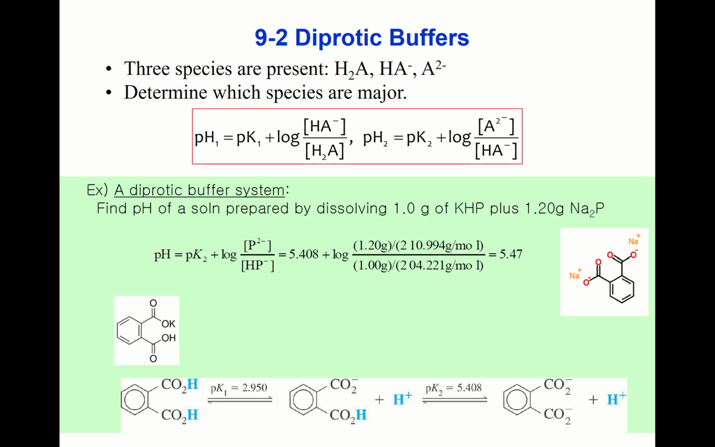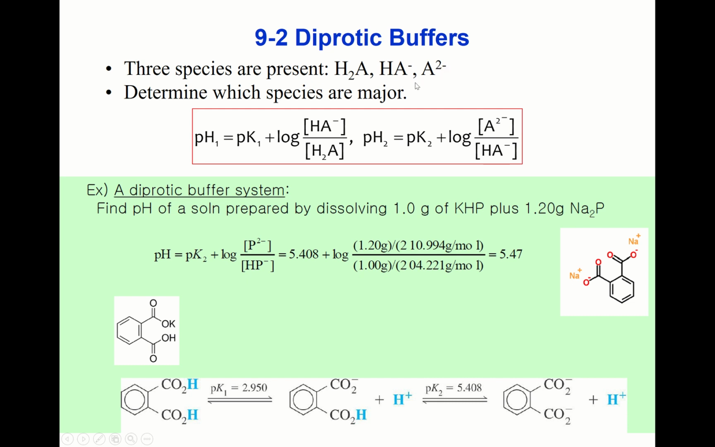Like in monoprotic acids and bases, buffers are possible for diprotic acids and bases. But in this case, we can make buffers in two different pH ranges. For a diprotic acid, three species are present depending on pH: H2A, HA minus, and A2 minus.